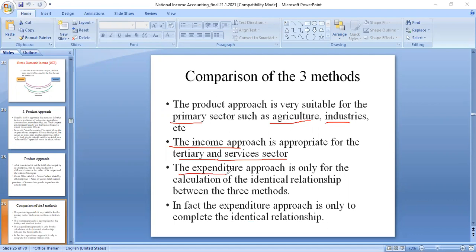And then the expenditure approach is only for calculating the identical relationship. In other words, the income approach and the product approach avail us with the information that we use for the expenditure approach. So they all work together. You cannot say that you are using only a single method. So that is how the national income for countries is measured. Those are the yardsticks, or the methods that they basically use to come up with those national income accounts.